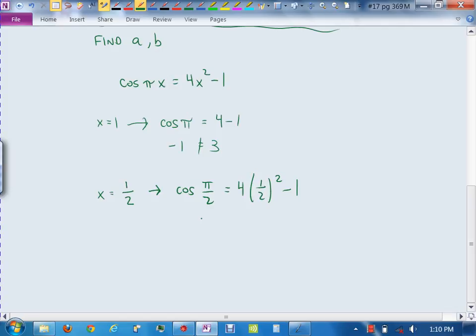Cosine of pi over 2 is 0 equals, let's see, 1/2 squared is 1/4 times 4 is 1. 1 minus 1 is 0. So that works. You see that? It's like a guess and check. Unless you had a computer algebra system that would solve it for you. Or the graphing calculator using the intersect function.